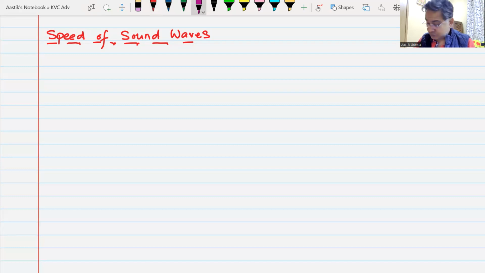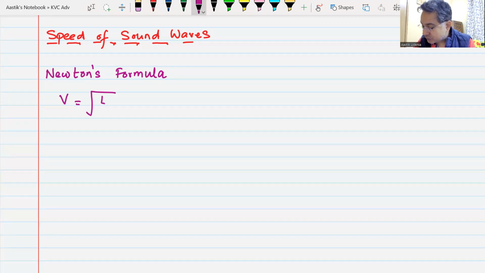Now, to understand this, the basic formula comes from Newton here also. So Newton's formula for speed of sound wave in any medium is root over E by rho. This is valid for each and every medium. What is E here? E here is the coefficient of elasticity.